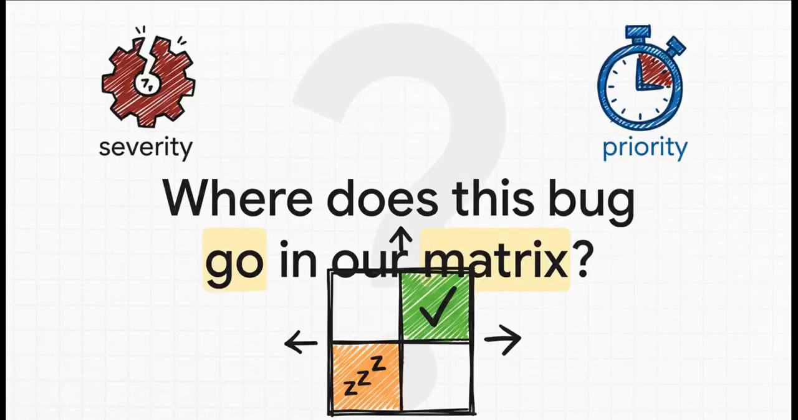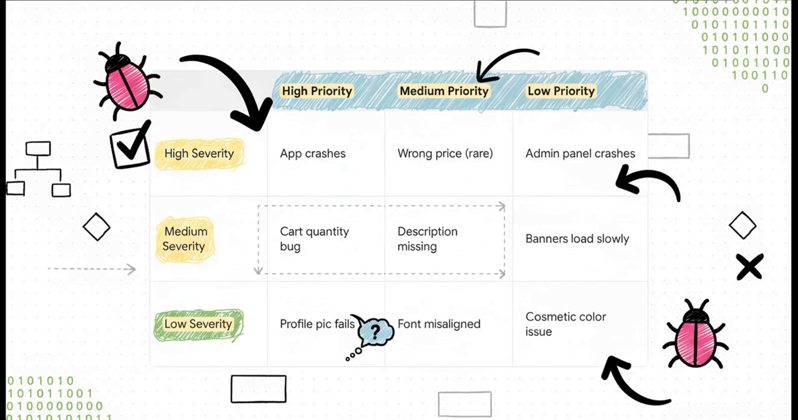So, what do you think? It's your turn to be the bug detective. Based on everything we've talked about, where would you put this bug in our matrix? Think about it. What's the severity and what's the priority? Did you figure it out? If you put it in medium severity and low priority, you nailed it.